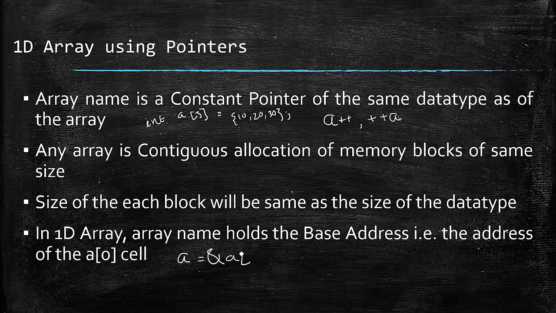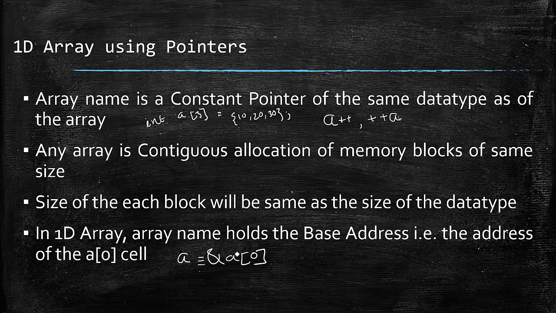Now this is for a 1D array. In a 2D array, the array name will hold the base address, but the concept of base address is different in the case of a 2D array. We are going to see that in the next part of the lecture. So remember, A holding the base address is equivalent to the address of the A0 cell, and this is called the base address or the starting address.